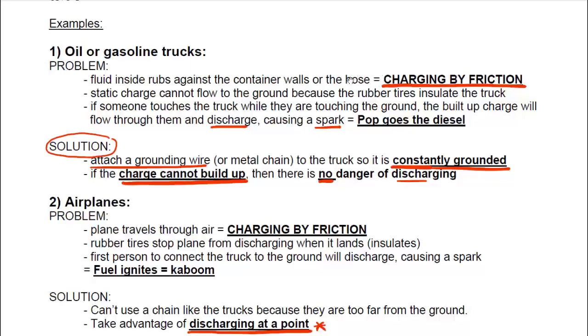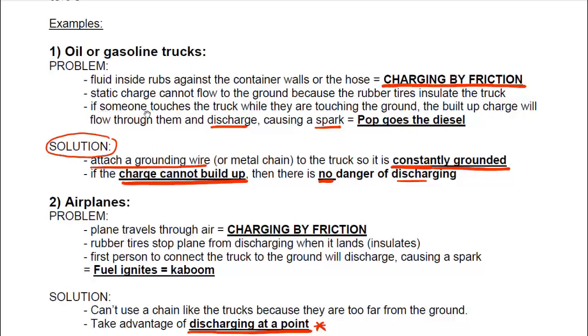The fluid on the inside of the hose is rubbing. You're going to charge by friction. What you don't want is for the static to build up so that the charge difference becomes so large you produce a spark. But because the rubber tires are insulating the truck, while the truck is still moving, that fluid rubbing around the inside, there's no place, after I've charged by friction with those rubber tires, for that static charge to drop to the ground.